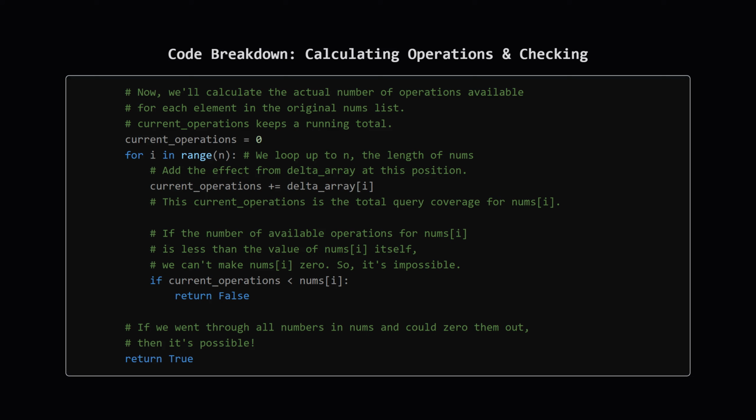Finally, we figure out the total operations for each spot and do our check. We'll use a variable called current operations, starting it at 0. We then loop from index 0 up to n, which is the length of our list. Inside the loop, for each position we add the value from our delta array at that same position to current operations. This current operations now holds the total number of queries covering the element of nums at index i. Then comes the crucial check. Is this current operations count less than the actual value in nums at position i? If it is, we don't have enough power to zero out this number, so we immediately say false and we're done. If we make it all the way through this loop without returning false, it means every number can be zeroed out. So we return true.